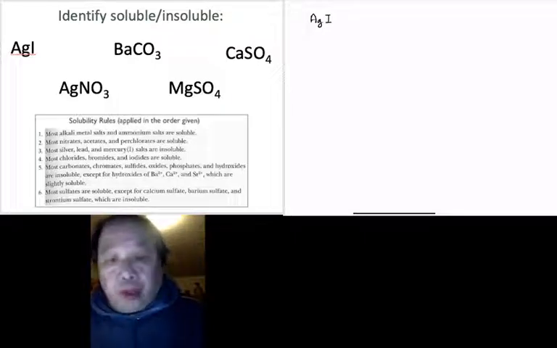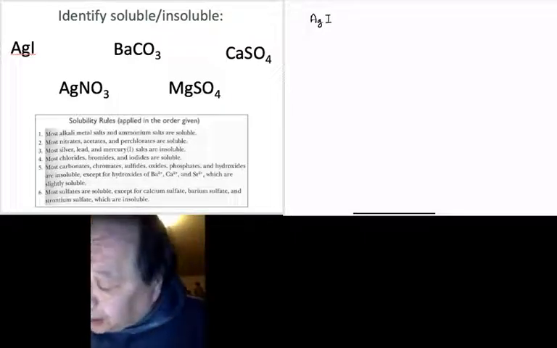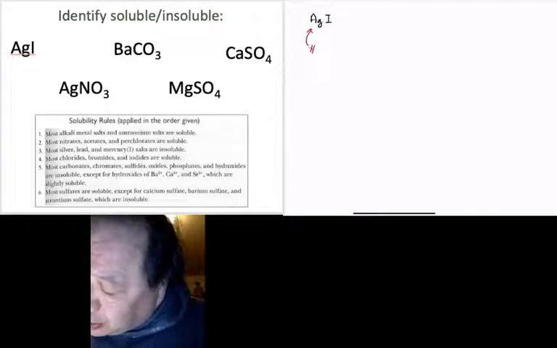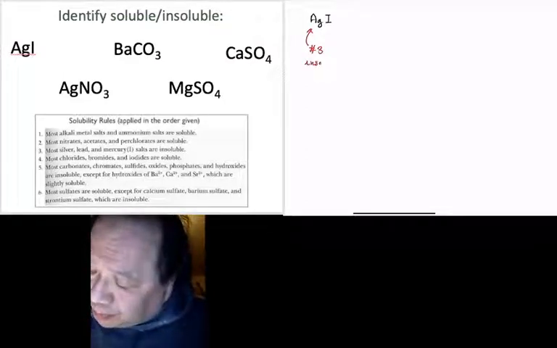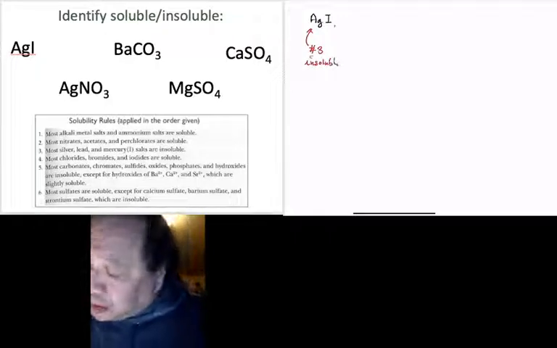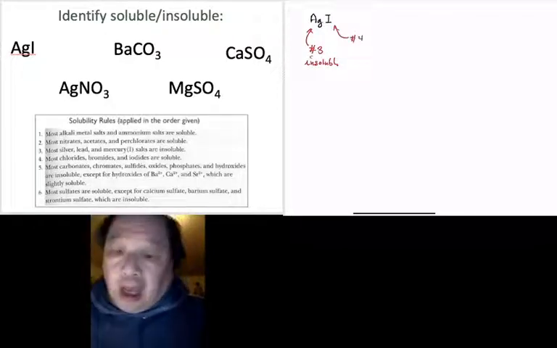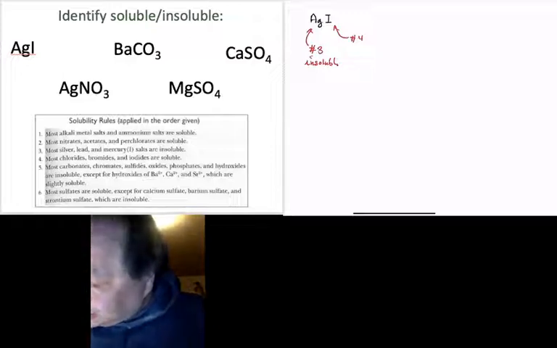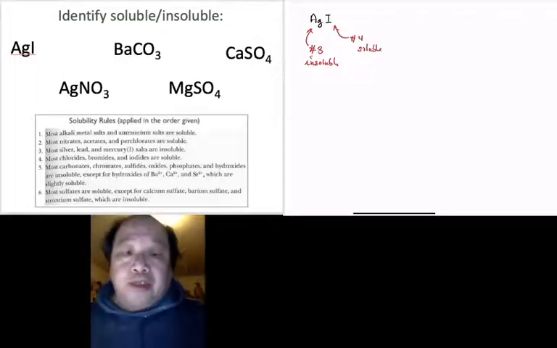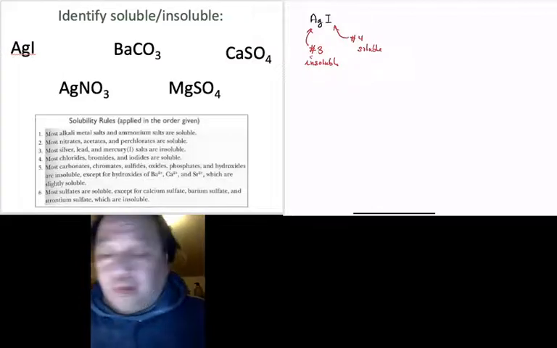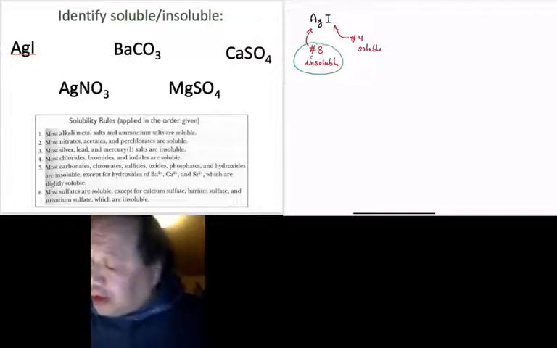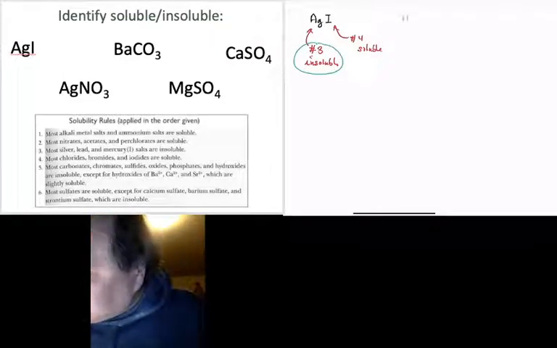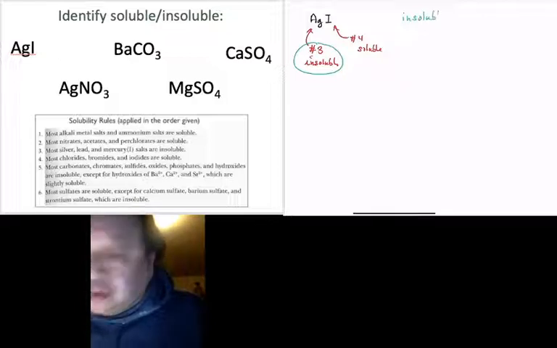And so if you look at the problem, you'll see that silver, according to rule number 3, according to rule number 3, silver compounds are insoluble. And then according to rule number 4, iodides are soluble. And so this problem is really going to turn out to be the battle of order of precedence. In this case, rule number 3 is the earlier rule, and therefore silver iodide is insoluble. This is how we use the rules.